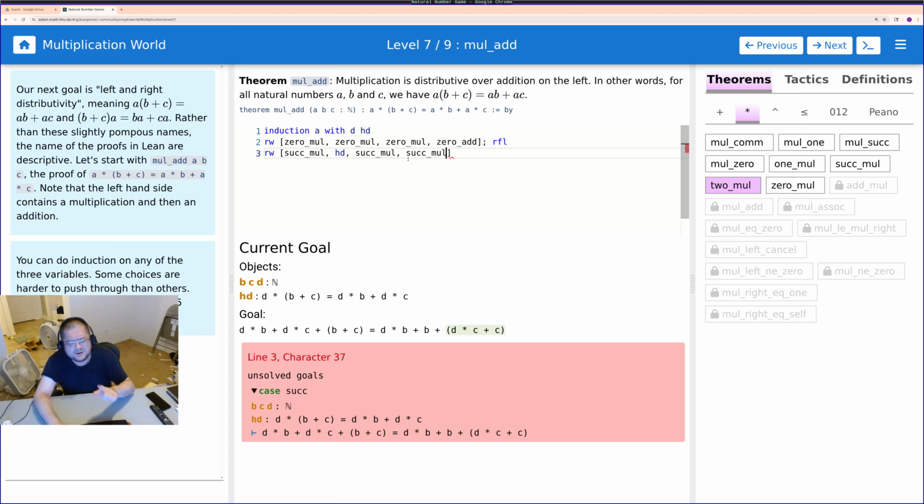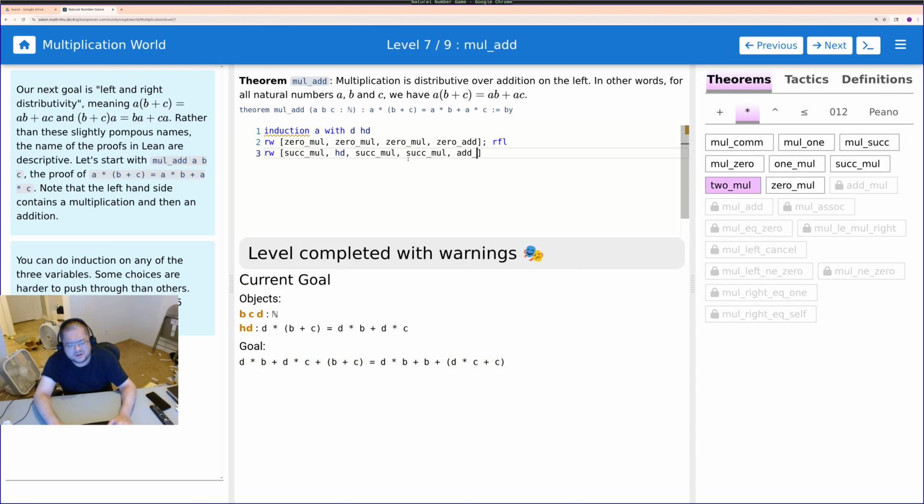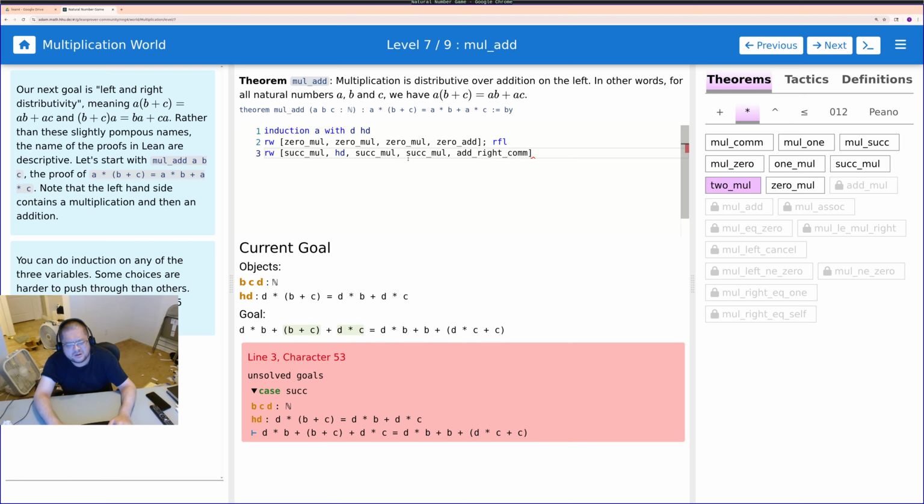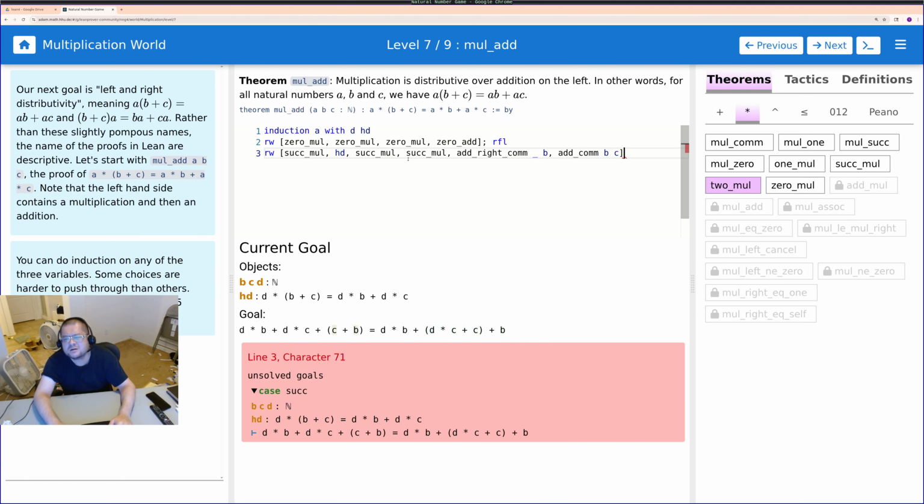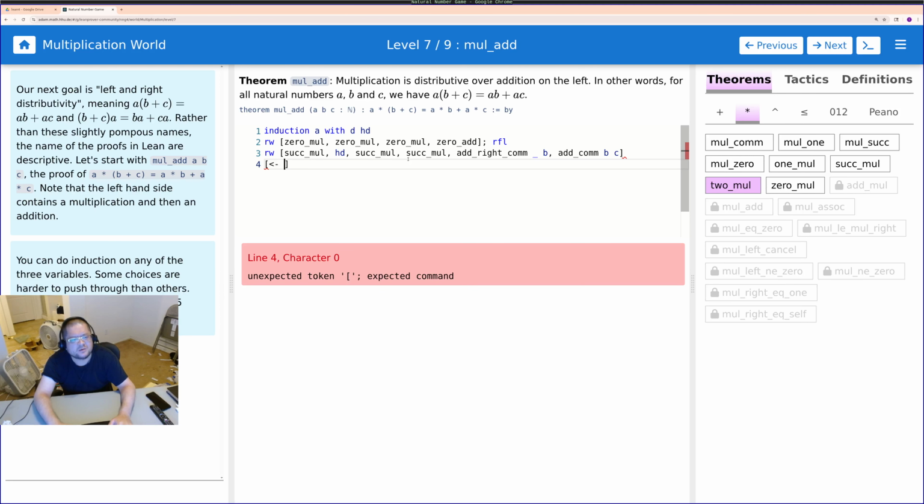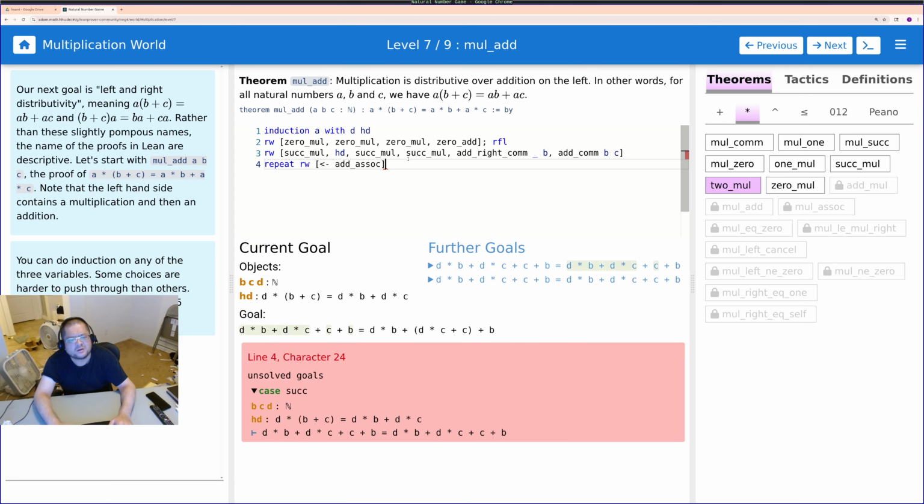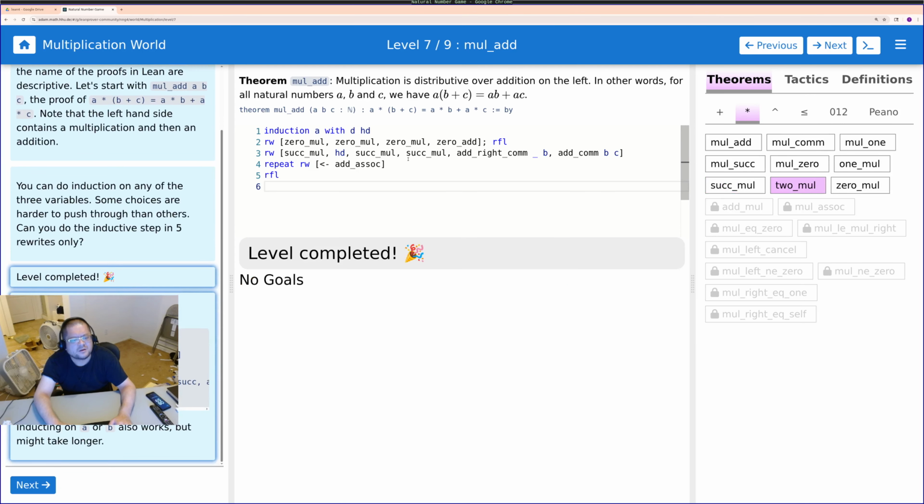D times B, D times C, D times B. Okay, so we want to add, right, commutative. Okay, so D times B, D times C, D times B, B plus C in this, right? Add commutative B and C. And at this point, we just want to do associative.